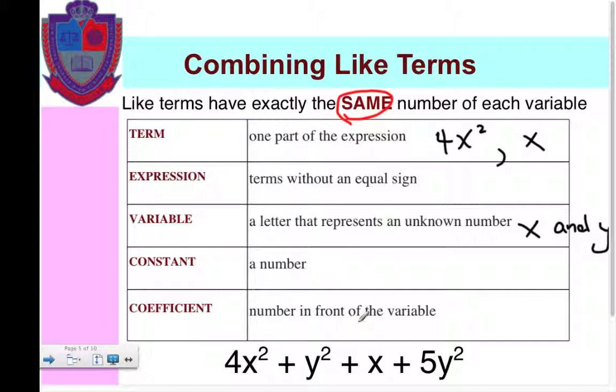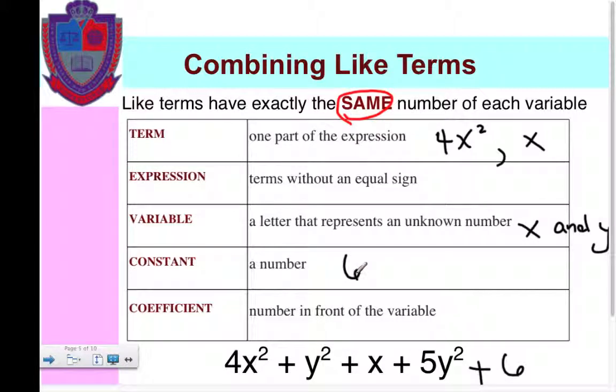So a constant is just a number. That's my next vocab. A constant is a number. Is there any constant here? No. If I had something like, I don't know, let's say plus 6, then 6 would be my constant. It's just a number by itself.